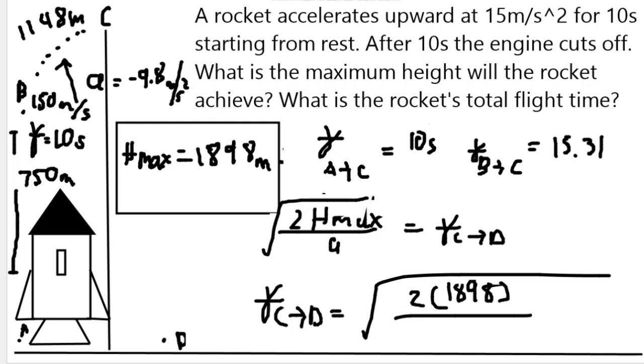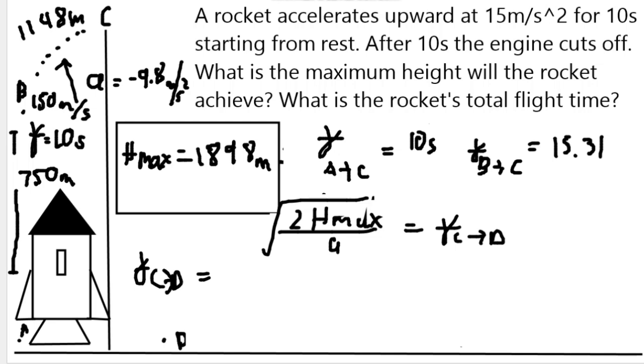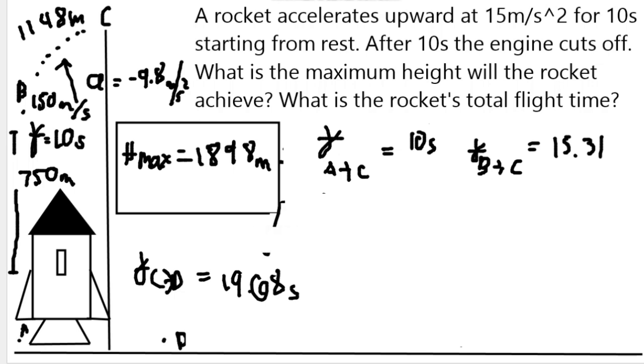So 2 times 1898, that's the maximum height that the rocket has reached, divided by 9.8. We're not going to use the negative sign here because time is absolute. I mean, it does have a radical sign, and we do not want a negative time. So we get 19.68 seconds. I thought it was going to be much quicker, but I think it's slower because of the massive, large distance.